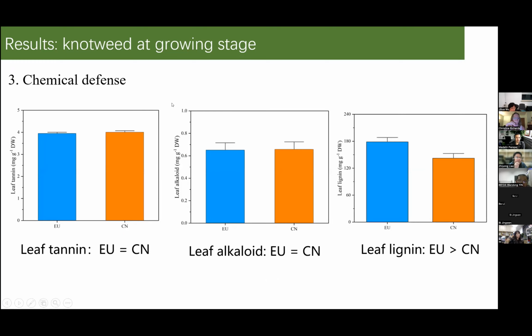The chemical defense here, we only measured 3 chemical compounds, and others we haven't finished. And look at the leaf tannin. We found no significant difference. The same is the alkaloid, but the leaf lignin, the European population is larger than the Chinese population. Here, sorry, I didn't analyze them. I only show the tendency.